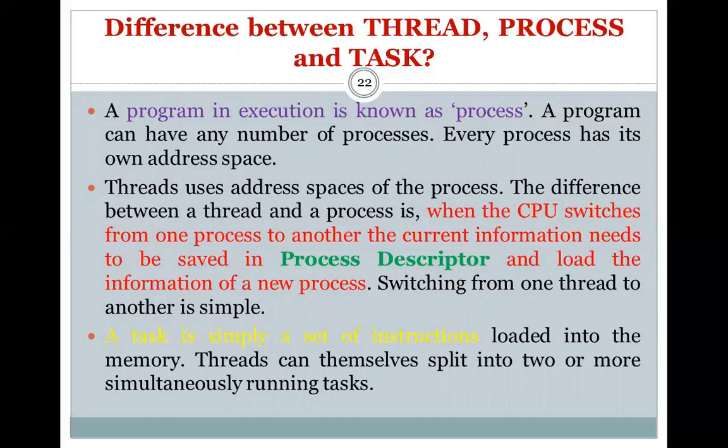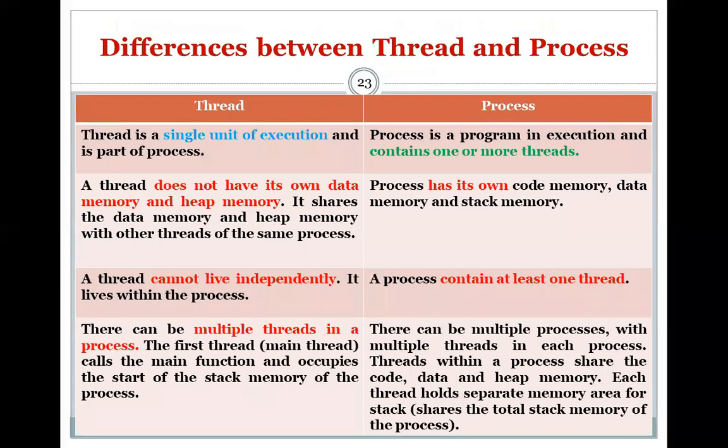A task is simply a set of instructions loaded into the memory. Threads can themselves split into two or more simultaneously running tasks. These are a few differences between threads and processes. Thread is a single unit of execution. It does not have its own data memory and heap memory. It shares the data memory and heap memory with other threads of the same process. A thread cannot live independently. It lives within the process.